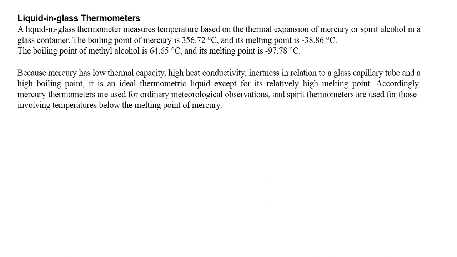Because mercury has low thermal capacity, high thermal conductivity, inertness in relation to the capillary of the tube and a high boiling point, it's the ideal liquid. Mercury thermometers are used for ordinary meteorological observations, and spirit thermometers are used for measurements involving temperatures below the melting point of mercury, because we clearly see the melting point of the spirit is minus 97, which is way below the melting point of mercury.